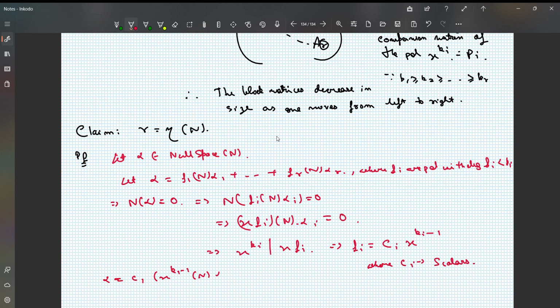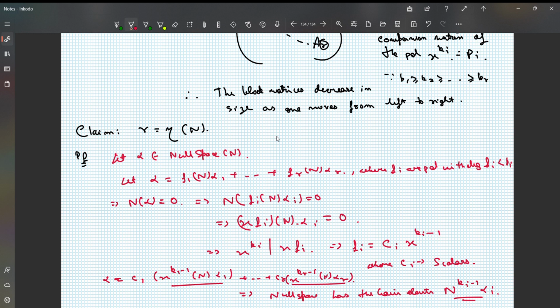Okay. So therefore alpha has this form, right? It's of the form c1 times x to the power k1 minus 1 n of alpha 1 and so on till cr times x to the power kr minus 1 n of alpha r. But this specifically means that the null space has the basis elements which are n to the power ki minus 1 of alpha i, right? Because alpha is spanned by these vectors, and there are r of them.